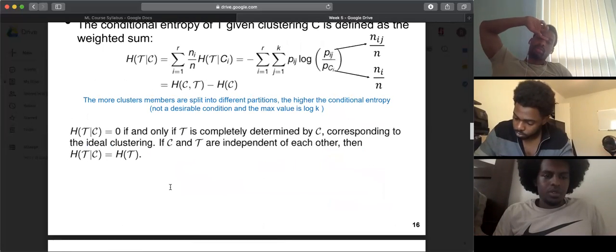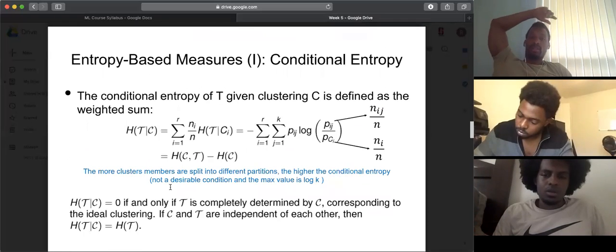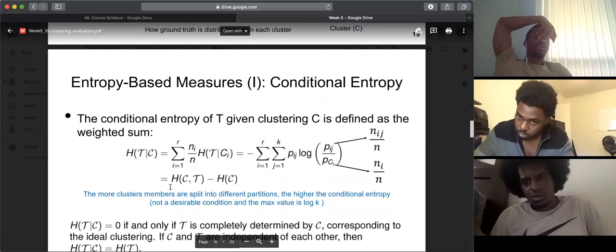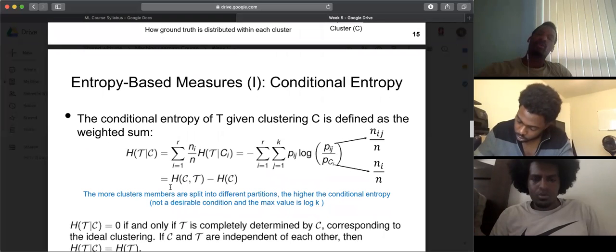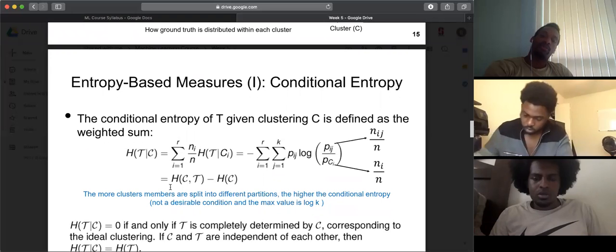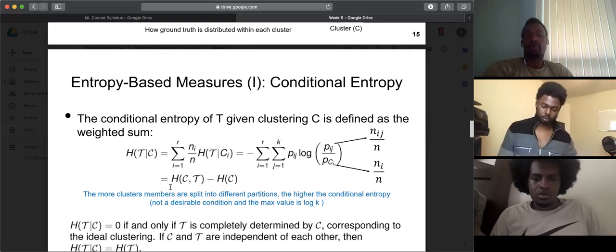But if they're all in the same cluster, then you have... Okay, that makes sense. Yeah, you have low entropy. I understand that you have low entropy for that. Yeah, I get it.